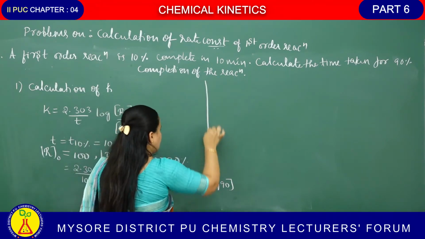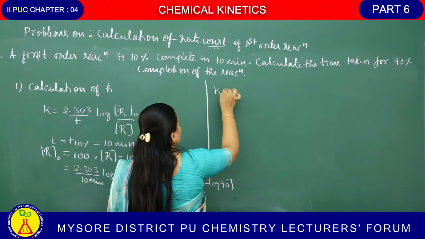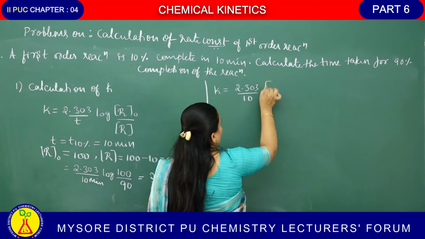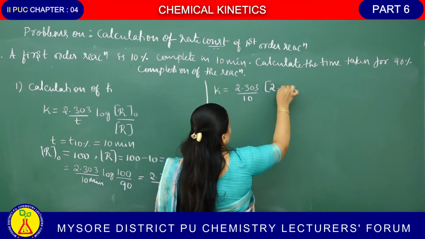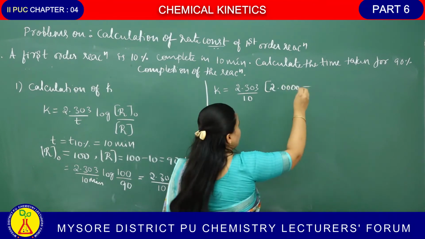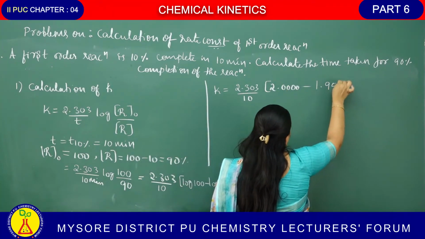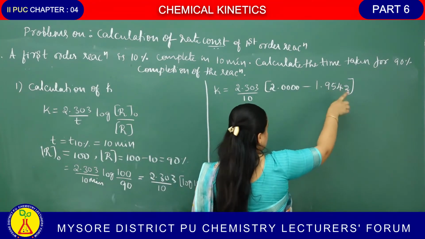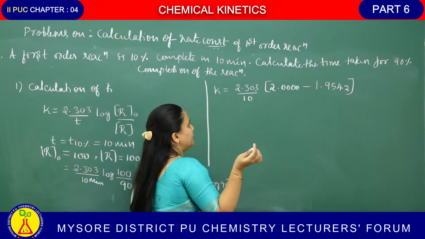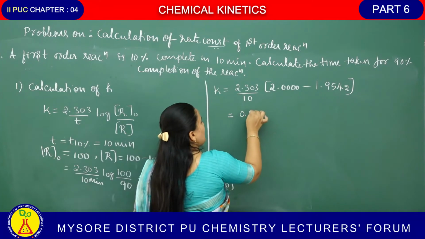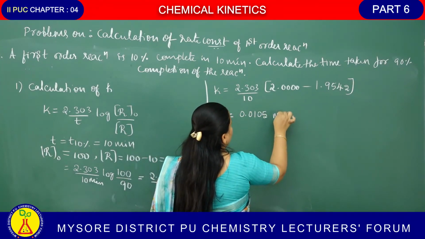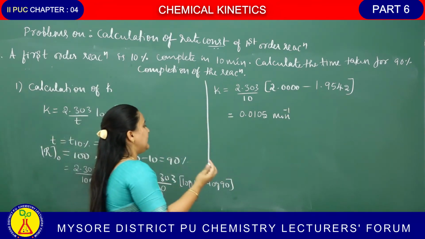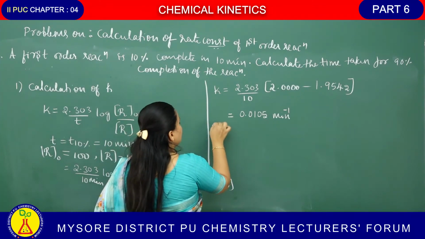Okay. I will continue here. K is equal to 2.303 divided by 10. Log 100 value is how much? 2.00. Log 90 value is how much? 1.9542. See the log book. Therefore, 2 minus 1.9542. Finally, we get 0.0105 per minute. K is 0.0105 per minute. Next, we have to calculate the second one, time.